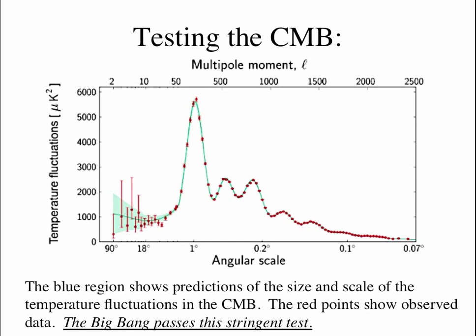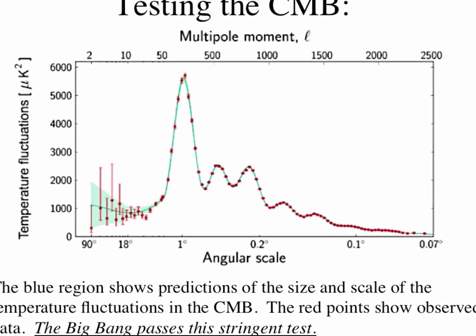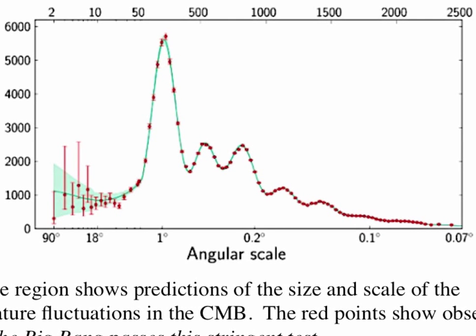We can measure those spots, and this is a plot that shows on the y-axis how hot those spots are, and the x-axis is how big the spots are in actual size. And again, here the blue is a prediction and the red dots are the actual measurement, and these are from data that came from the Planck satellite, the most recent satellite to study the cosmic microwave background. And again, what you see is that the dots fit the predictions almost perfectly.